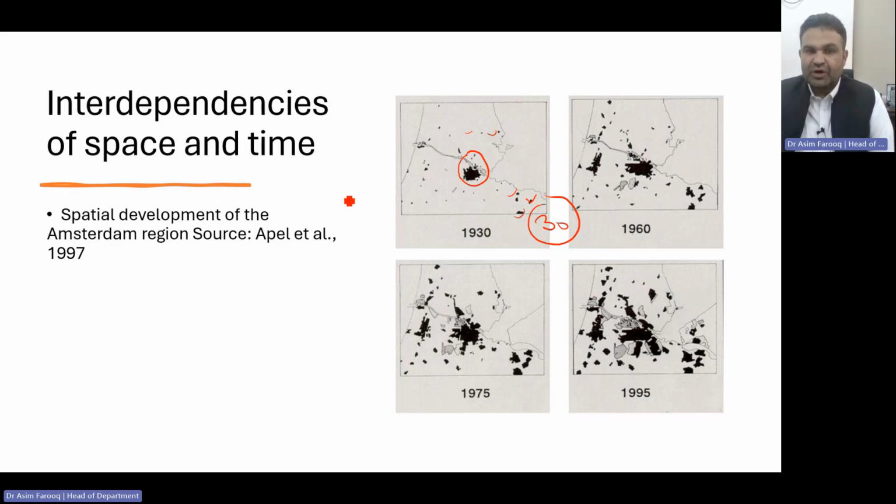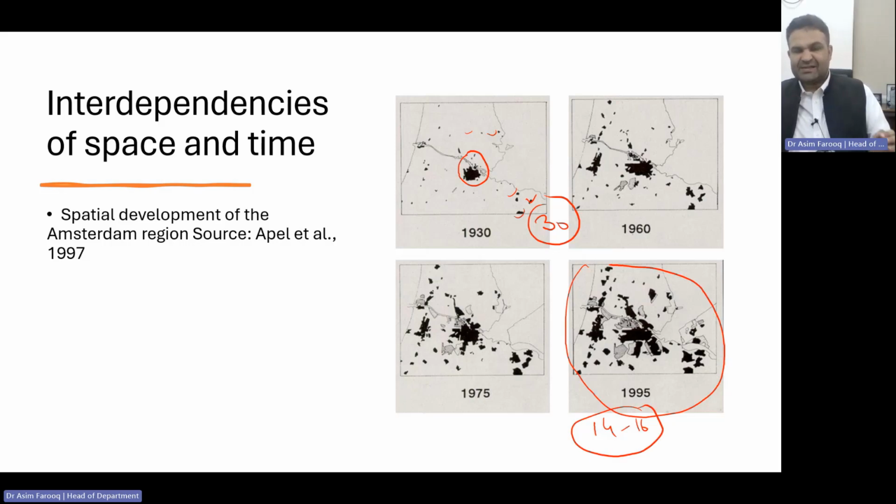And those people who were living in the outskirts also started their own, you can call them, mini city centers. Then in 1975, if you compare it exactly after 15 years, instead of two city centers, it is now divided into almost four. But after almost 60 years, the Amsterdam city had changed to almost 14 to 16 small city centers.